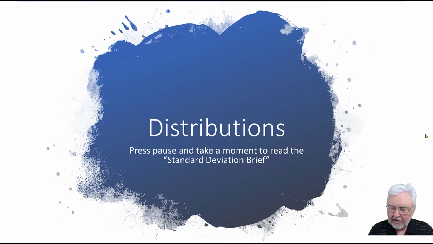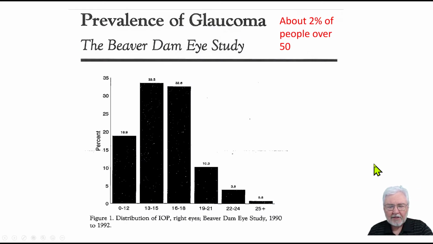So let's start off looking at the Beaver Dam Study. Beaver Dam is a little town in Wisconsin, and they gave everyone over 50 an eye examination. And they were interested in the distribution of glaucoma and the relationship between glaucoma and IOP, intraocular pressure, and other things as well. So here's a distribution of those IOPs, the percent of people. These are observations, all of the people in the town and what their distribution looked like.